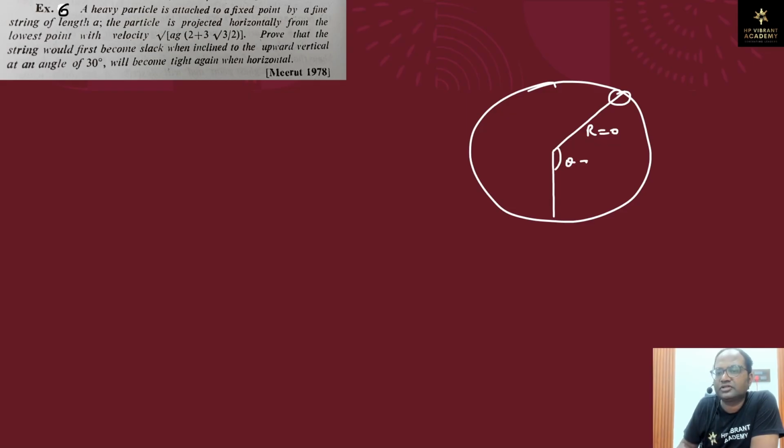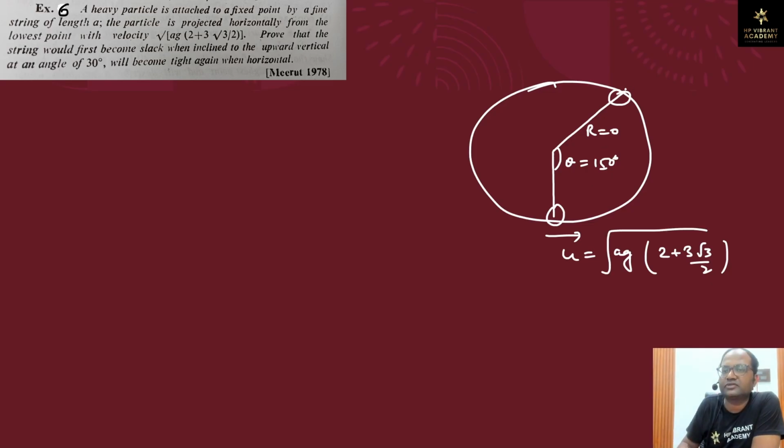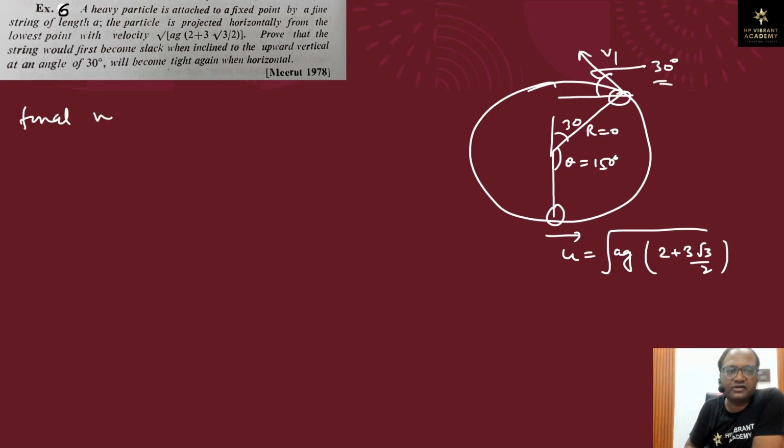This angle theta is equal to 150 degrees. The initial velocity is u equal to the square root of ag times (2 + 3 root 3 upon 2). Okay, so let us find the velocity v1 when the projectile motion starts. So this angle is 30, so this angle will also be 30 degrees. Okay, so let us find the final velocity at theta equal to 150 degrees.